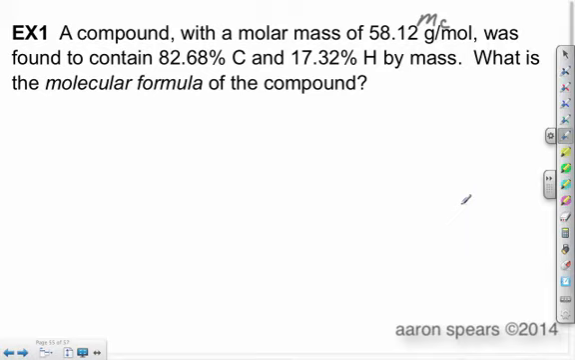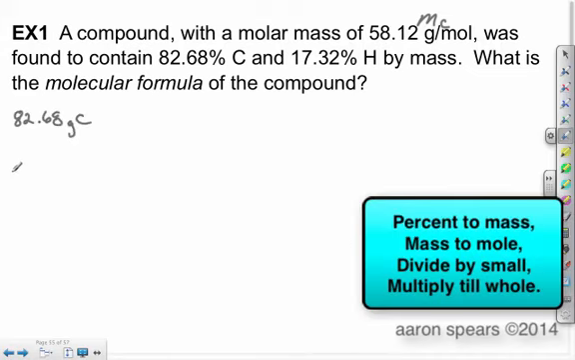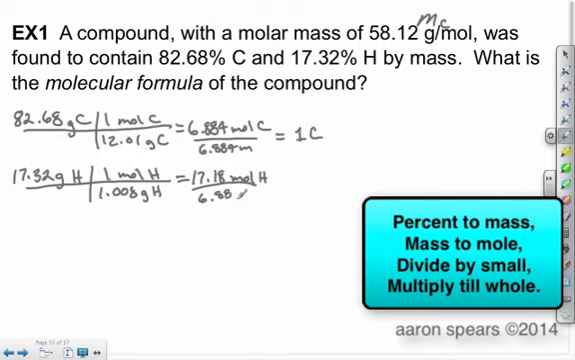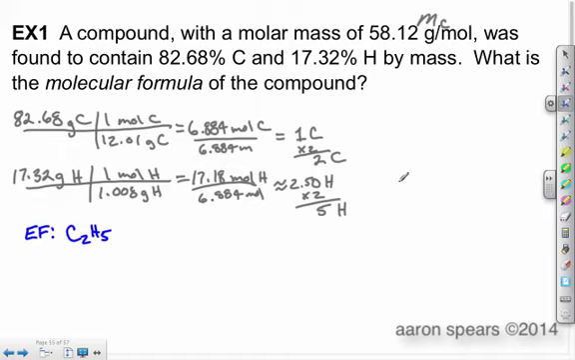So in step 1, we need to make sure that we find the empirical formula of the compound if it's not already given to us. Once we've found our empirical formula, our next step is to find the molar mass of this empirical formula.